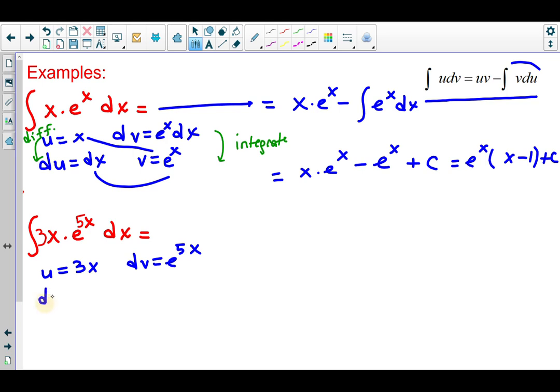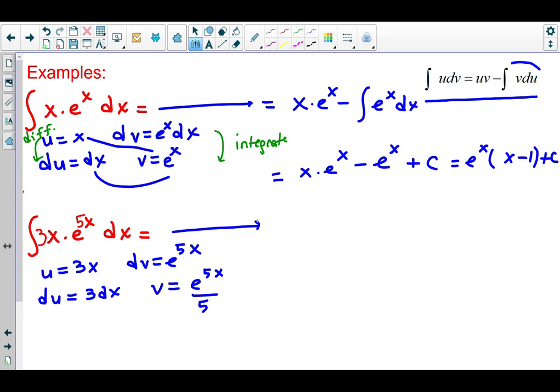Okay, so du is the derivative of 3x, which is 3 dx. And v is the antiderivative of e to the 5x, which is e to the 5x divided by 5. And remember, in differentiation, we multiply by that constant. In integration, we divide by that constant, right? And you can always use U-substitution to integrate that, but it's really not necessary. We should know how to do that without even U-sub.